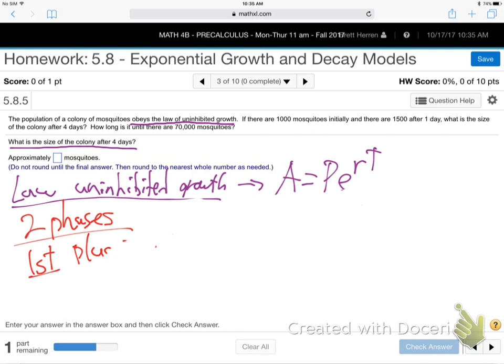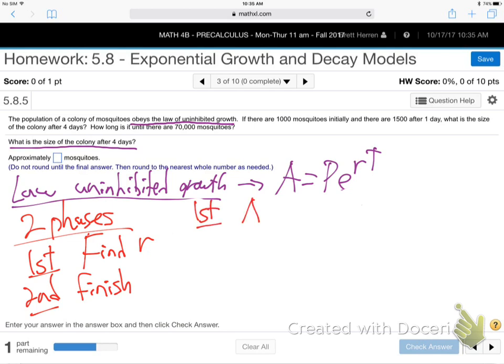Well, let me just put it this way. First, find your R. Second, finish the problem. Those are the two phases I'm talking about. So let's do the first phase here. First, you take your PERT formula, and what's our goal in the first phase? Find R.